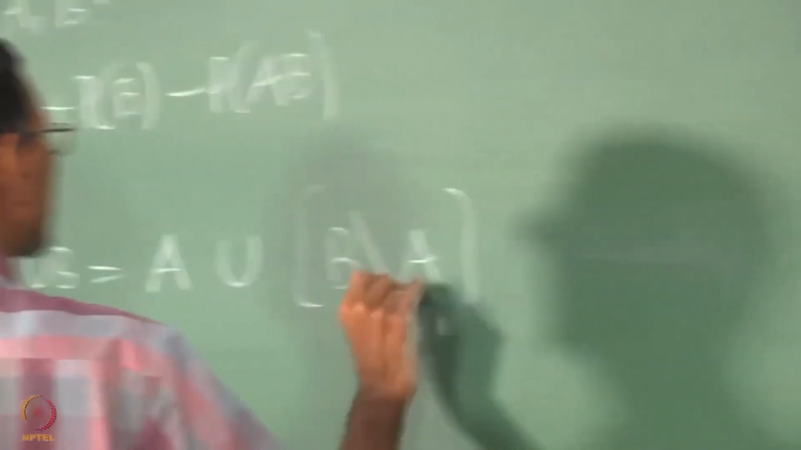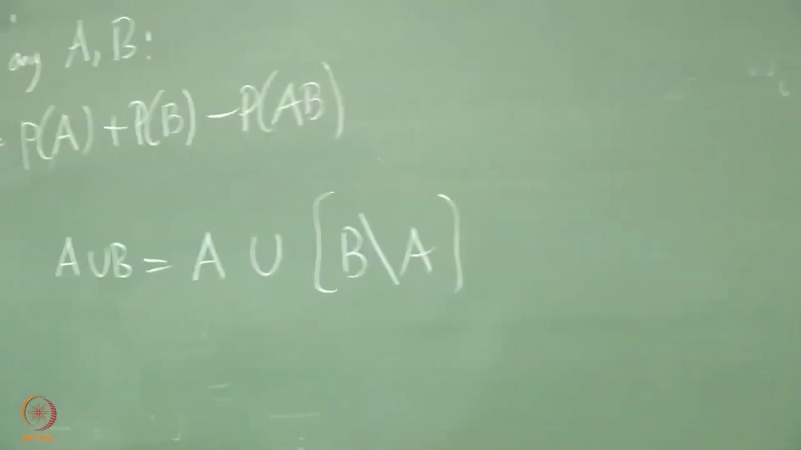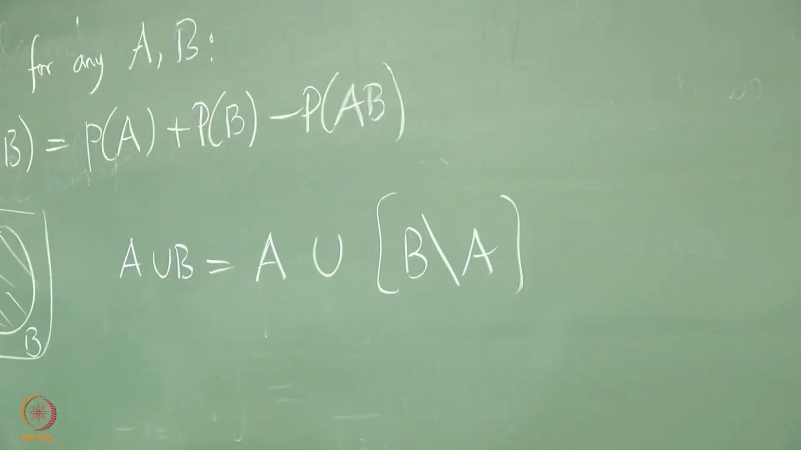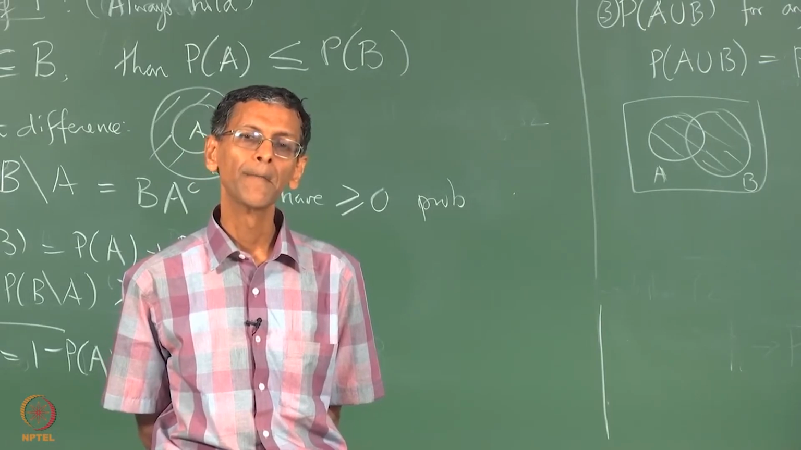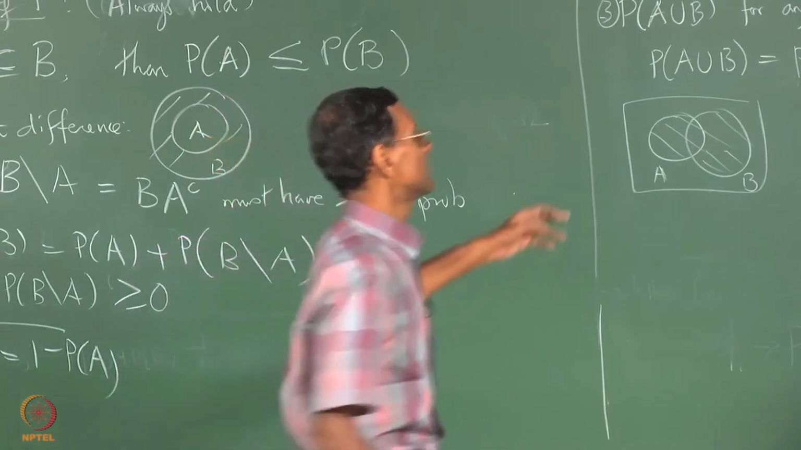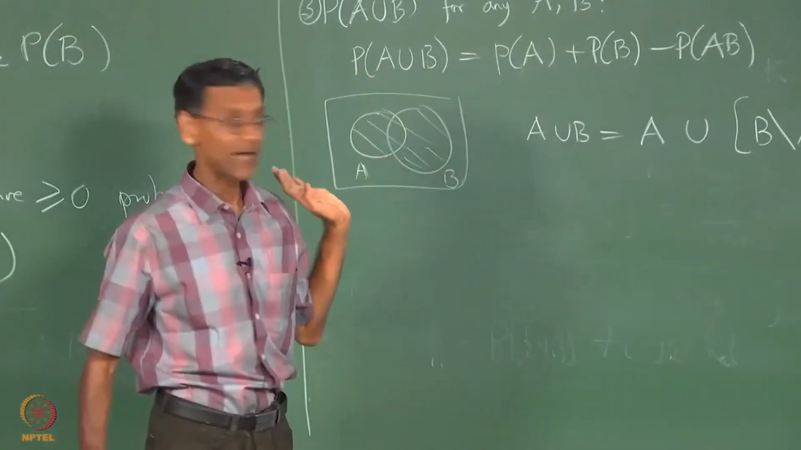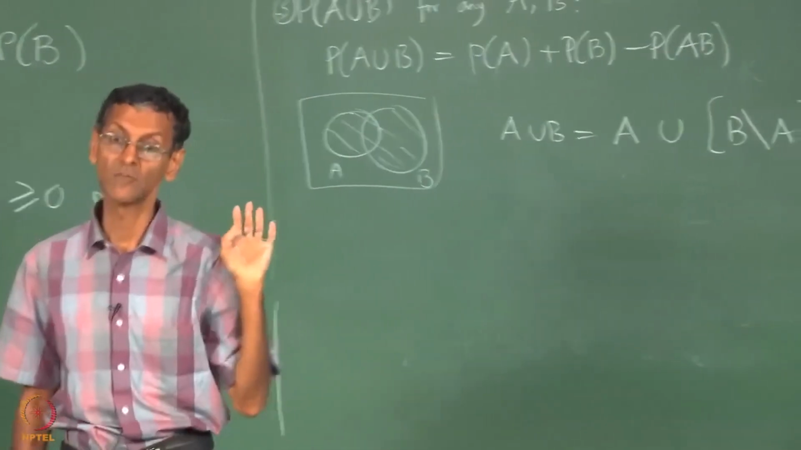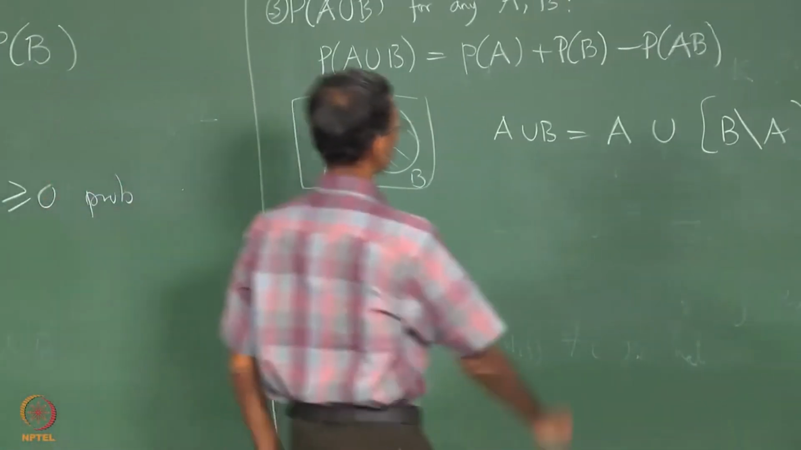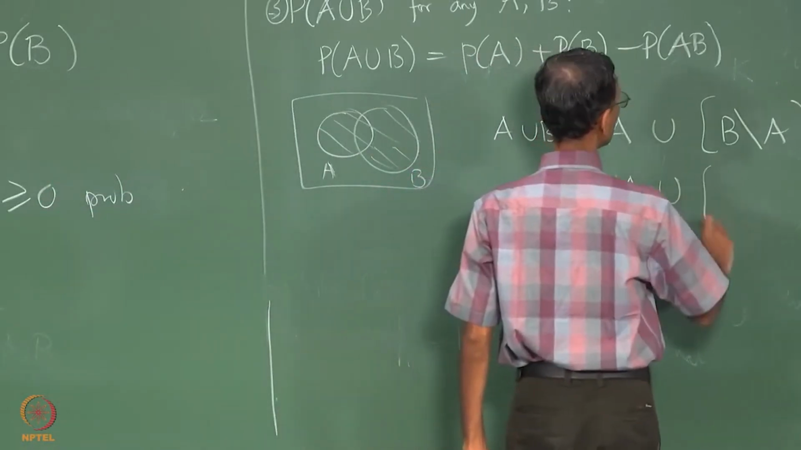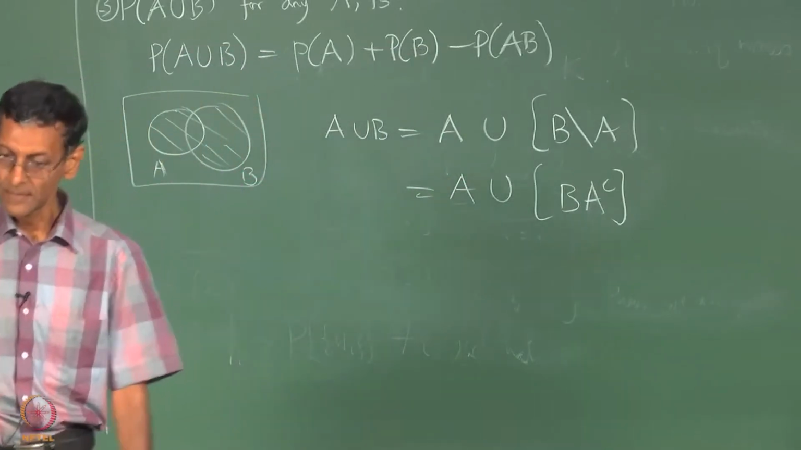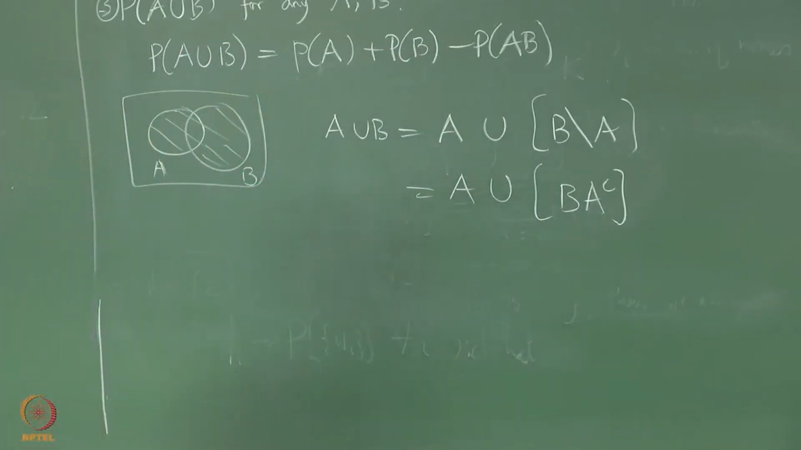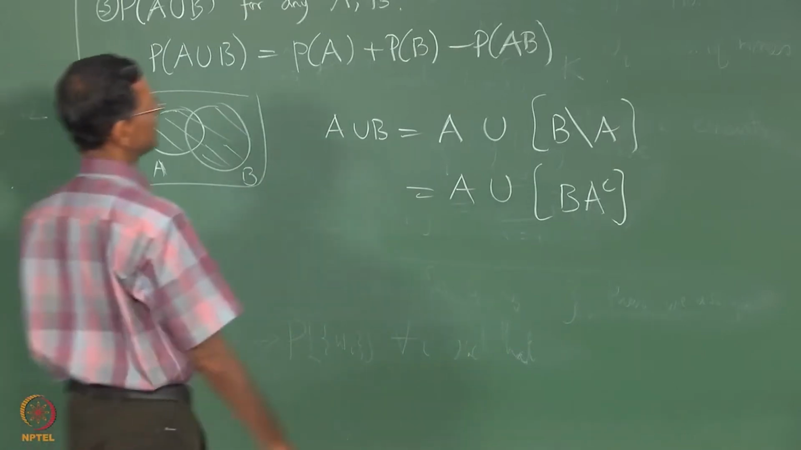So what is this set difference in general? It consists of all those points in B which are not in A. So this statement is always true, regardless of whether A is a subset of B or A is a superset of B. In other words, A union B is A union B intersection A complement, and these are mutually exclusive.